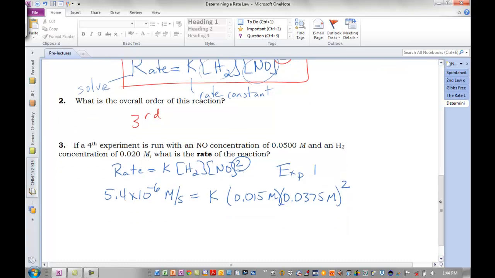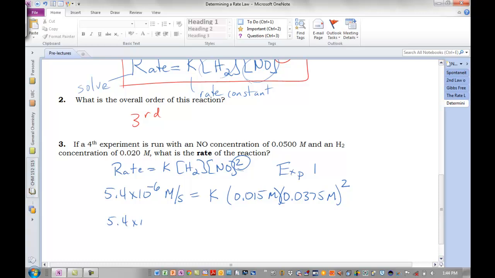So what we're going to end up with is 5.4 times 10 to the negative 6th molar per second divided by 0.015 molar divided by 0.0375 molar squared. Oops, that should be squared outside. That's equal to K. And let's see what we get here. My value of K comes out to be, well, you should get the same value of K, 0.256. All right, so we have the rate constant.